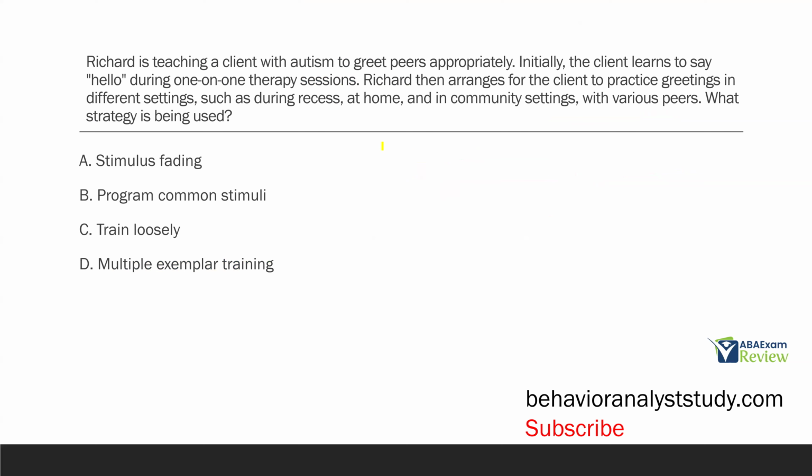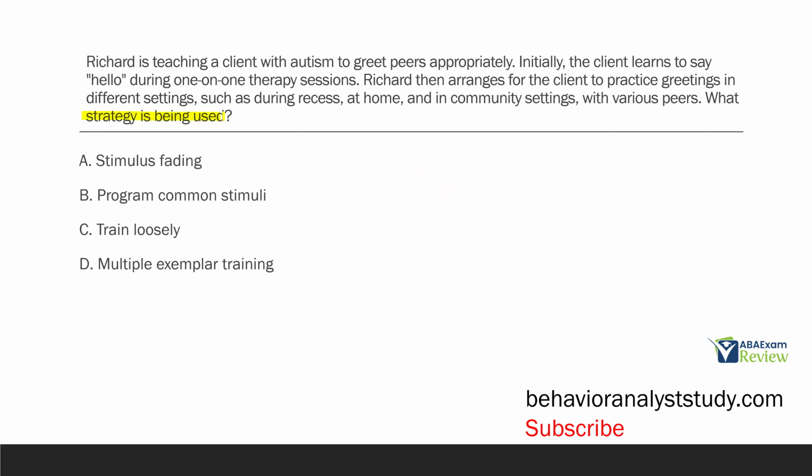Richard is teaching a client with autism to greet peers appropriately. Initially, the client learns to say hello during one-on-one therapy sessions. Richard then arranges for the client to practice greetings in different settings, such as during recess, at home, and in community settings with various peers. What strategy is being used?